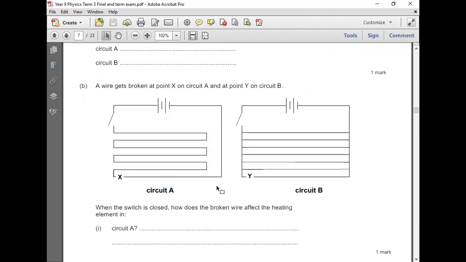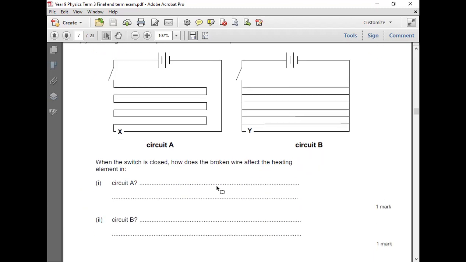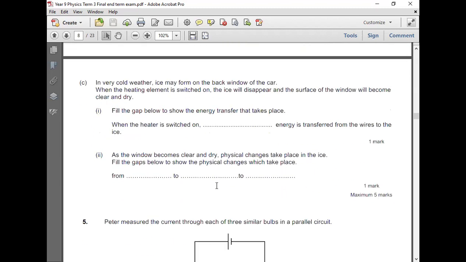A wire gets broken at point X on circuit A, and at point Y on circuit B. So the question is, when the switch is closed, how does the broken wire affect the heating element, circuit A and circuit B? In very cold weather, ice might form on the back window of the car. When the heating element is switched on, the ice will disappear and the surface of the window will become clear and dry.